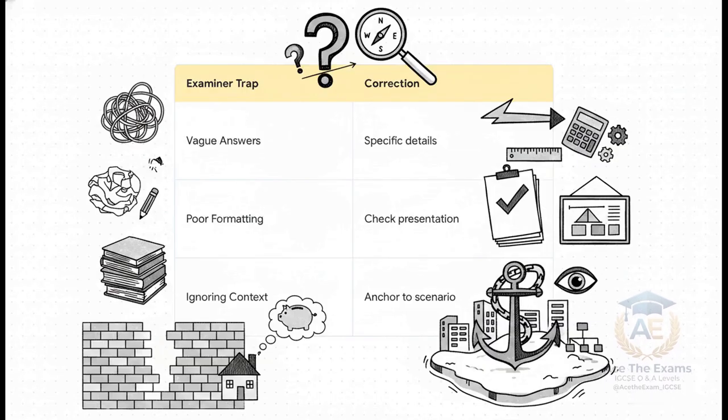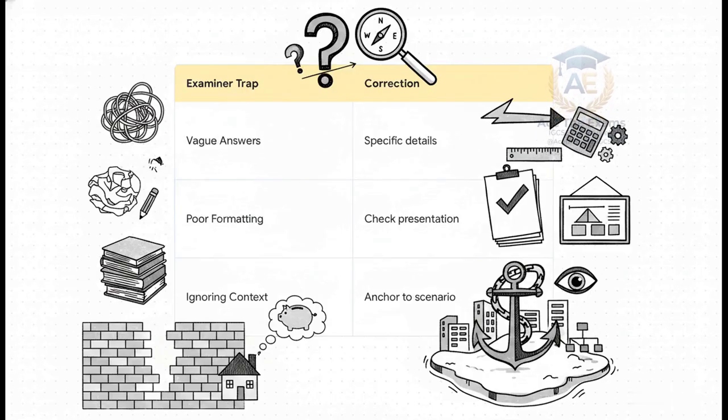Trap number 2, poor formatting. We talked about this. Students get rushed in the last 20 minutes of the exam and just scribble a massive unbroken wall of text. The correction, always check your presentation. Use headings, underline your key figures, leave a line of space between your points, and ensure your notation is clear.